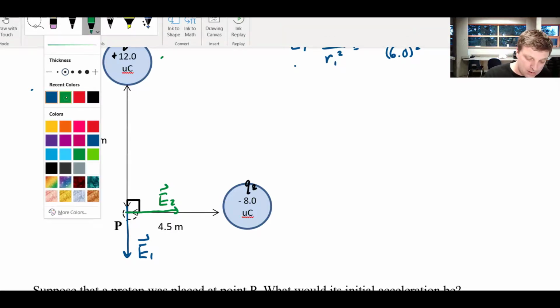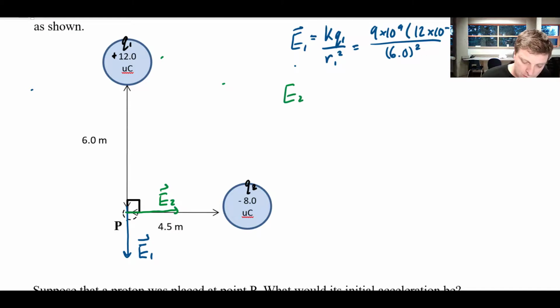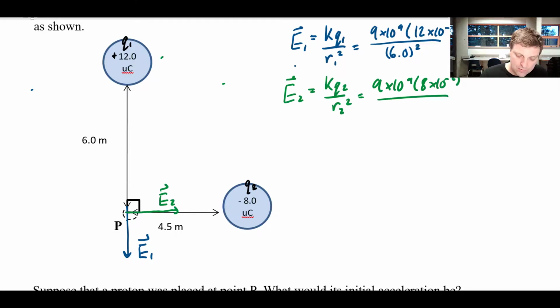Now, by comparison, field 2 is going to be equal to K times Q2 over R2 squared. So that's going to be 9 times 10 to the 9 times 8 times 10 to the negative 6, all divided by 4.5 squared. And when I crunch the numbers on this, I get 3,556 newtons per coulomb. And that number kind of makes sense to me because it is a slightly smaller charge, but it also is a little bit closer. So overall, the field for number 2 is going to be a little bit stronger, and so that works.